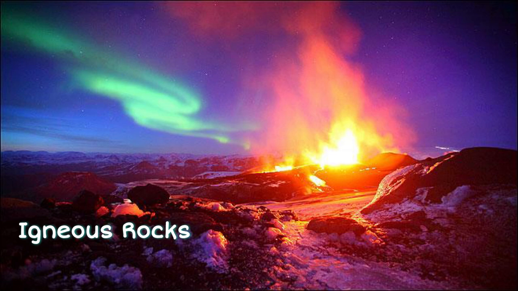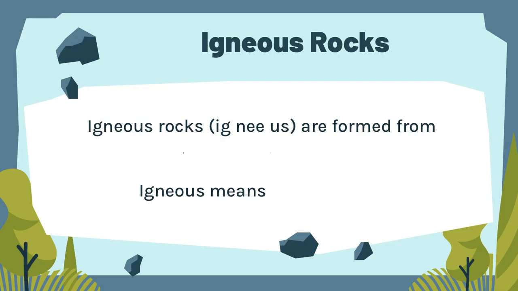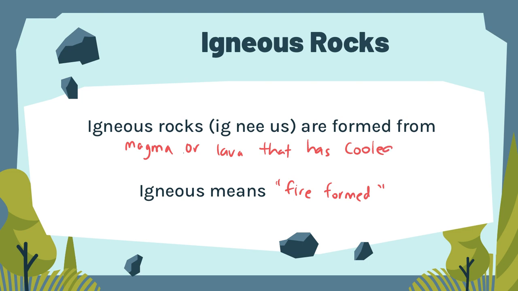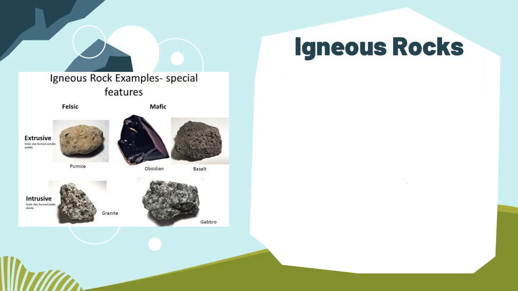Let's start with our igneous rocks. If we were to define the word igneous, igneous just means fire formed. And if we think about the process in which our igneous rocks are going to be formed, they're going to be formed from magma or lava that has cooled. So igneous rock is actually pretty prevalent. It actually makes up 95% of the Earth's crust.